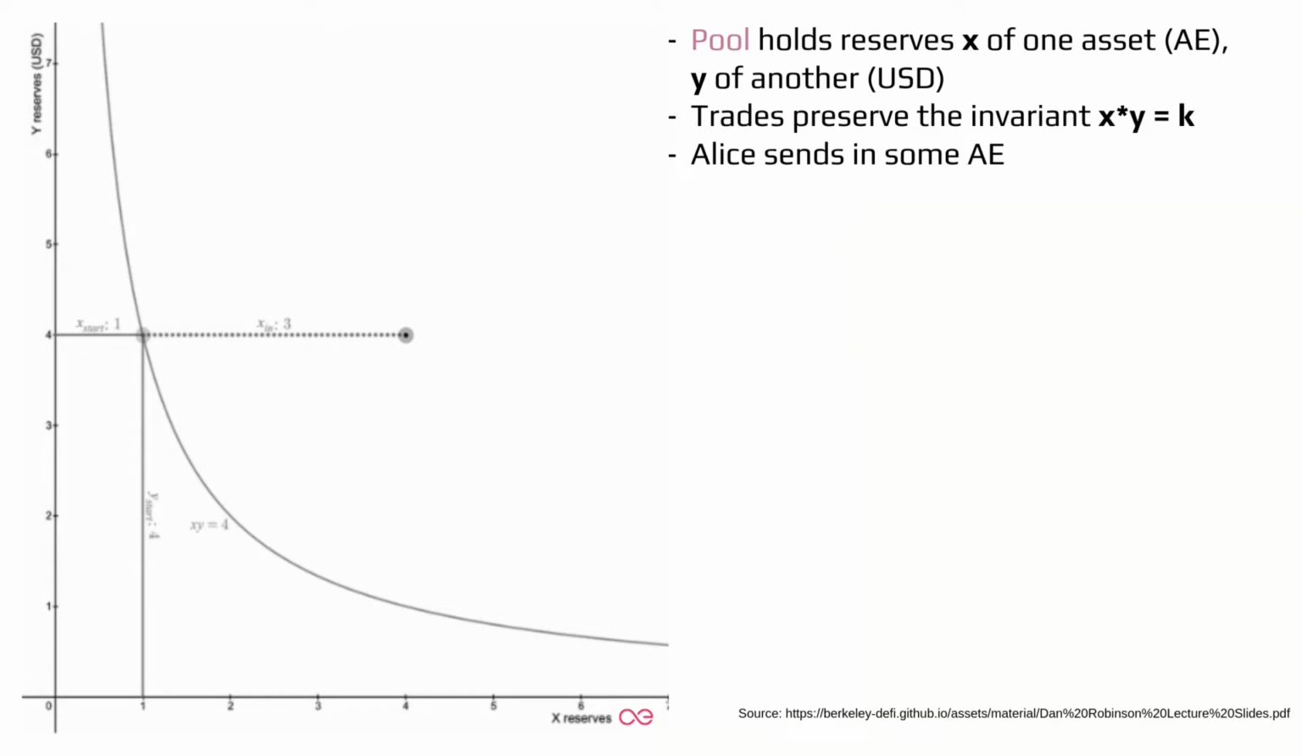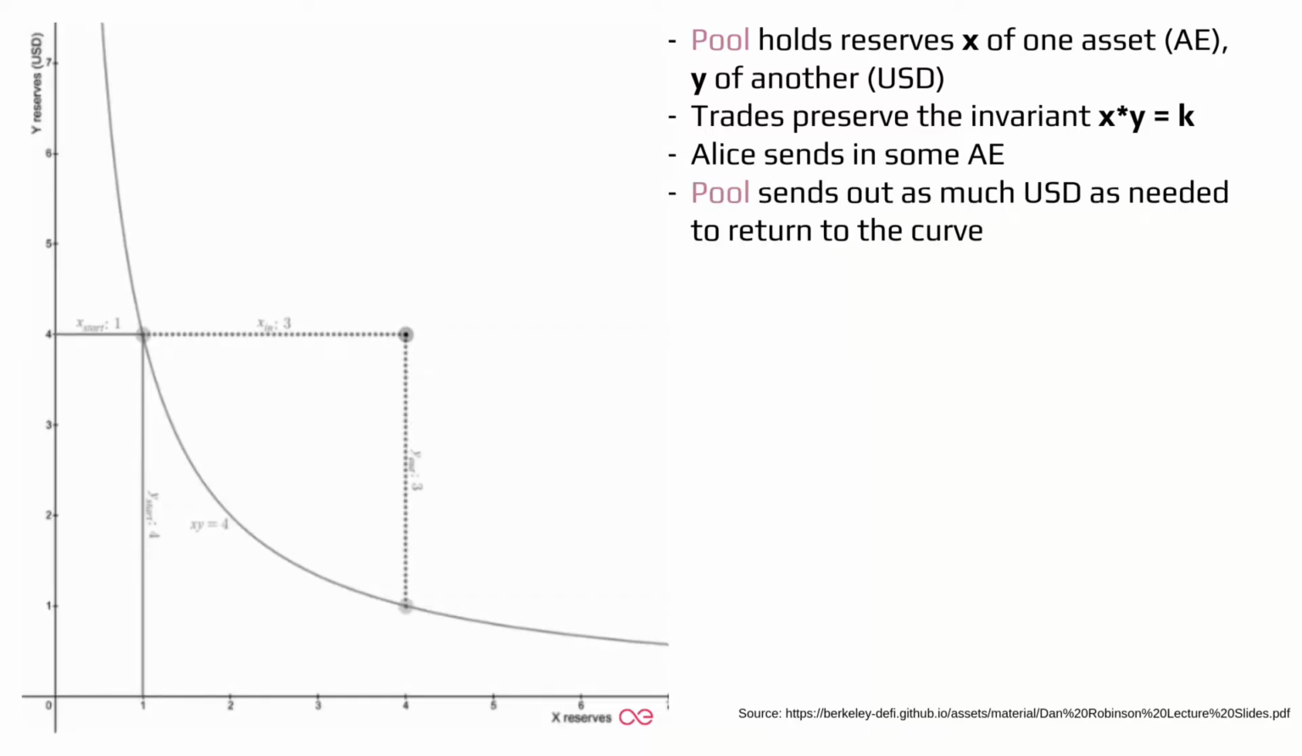So now take the case Alice sends in some AE. Here in this case, she sends in 3 AE. How much do we send back to her? And given that we always have to be on a constant function, we can just take the point that we're at now and try to bring it back to the constant function by removing as many US dollars as we need to get back to the curve. So when we trace that down, we will see that here in this case, we would send out 3 US dollars to get back to the curve. Meaning our new liquidity would then end up being 1 US dollar and 4 AE in the pool.